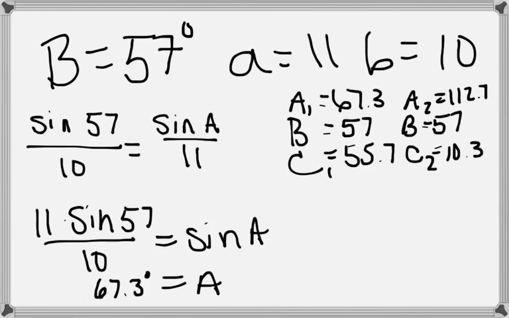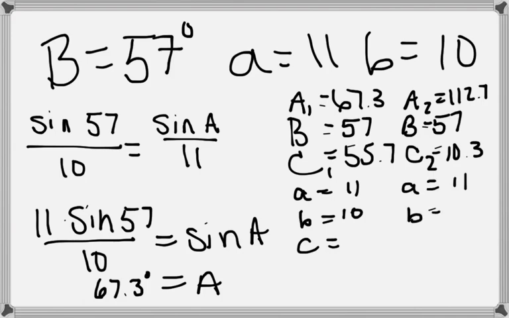Got all my angles. Side length A is 11. Side length B is 10. And side length C is we don't know. How would you find that third side length? When I worked it out for the little second triangle, I got 10 on the dot. 10 point something, right? 10 exactly.